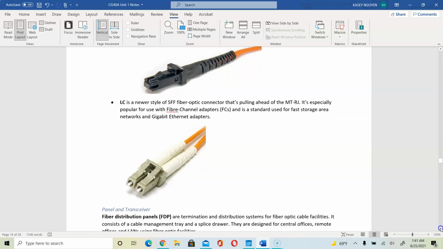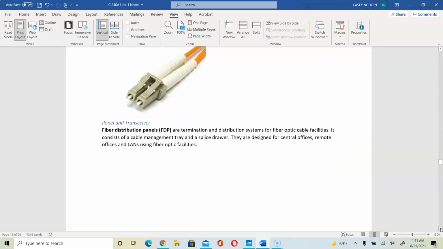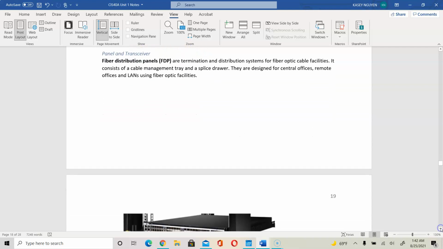So with the cable for the fiber, you would have the fiber distribution panel, your FDP. That's where the fiber cable would then be connected to a distributed system that would consist of trays and a splicing drawer. It's really designed to connect the offices together using the fiber in the facility.